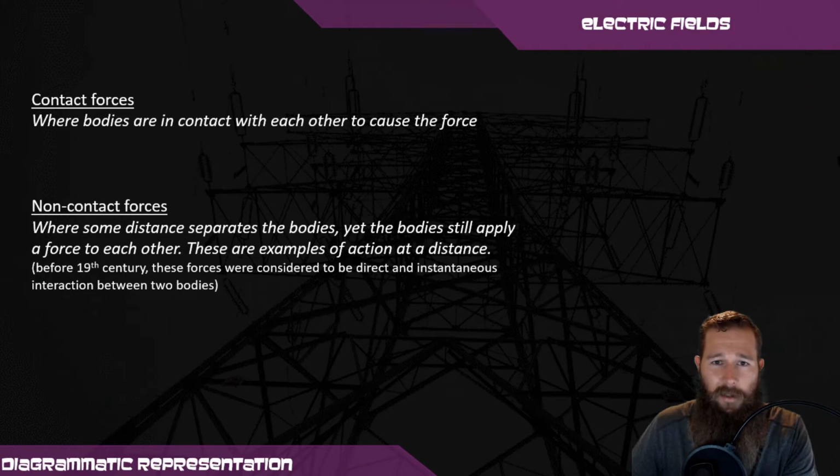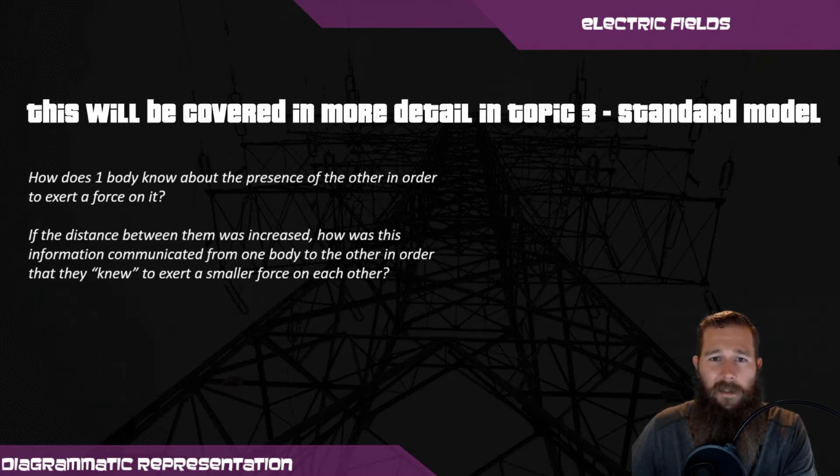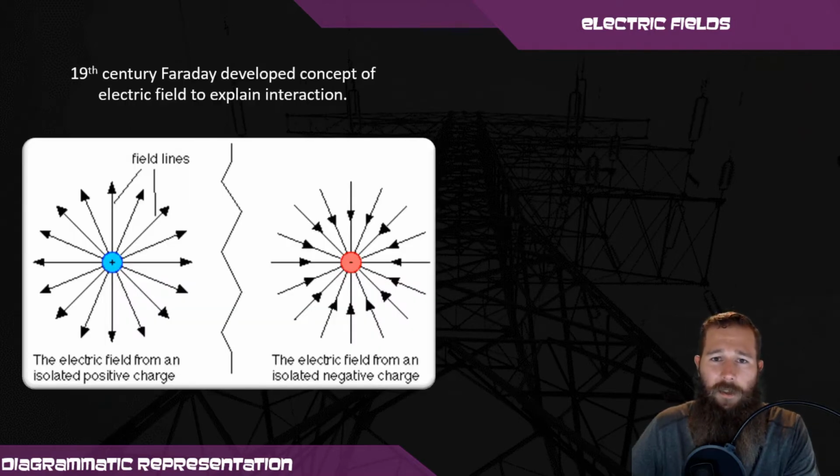This is action at a distance, and for example, we're doing the electric fields topic. That's one, but then there's also magnetic fields and gravity as other examples. So how does one body know that there's another body present to experience that force? And if the distance between those two bodies was increased or decreased, how do the bodies know that a smaller force will be imparted on each? So in the 19th century, Faraday came up with the concept of fields to describe this interaction.